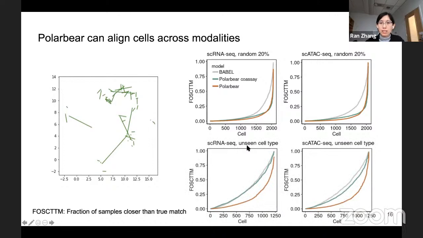And we also test this in the unseen cell type scenario, where we really try to map the individual cells within a relatively homogeneous cell type. So here we can see a more obvious improvement using Polar Bear, the semi-supervised framework, compared to using the models that are only trained on the co-assay data.